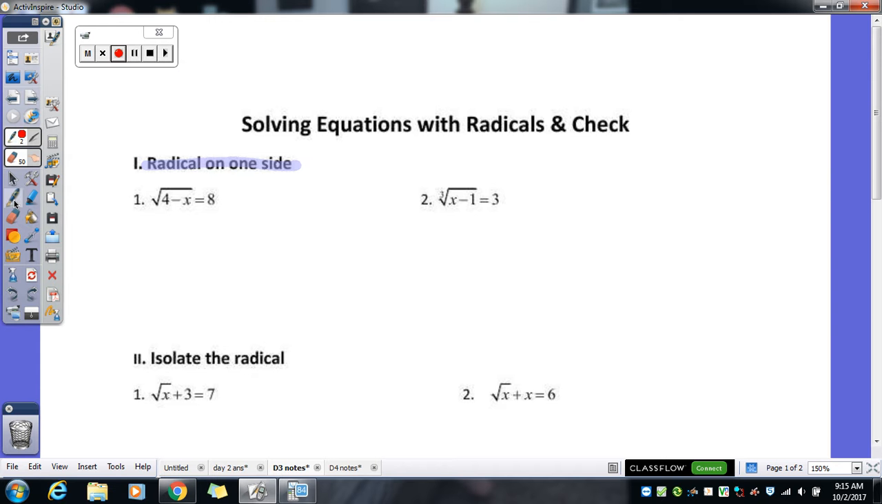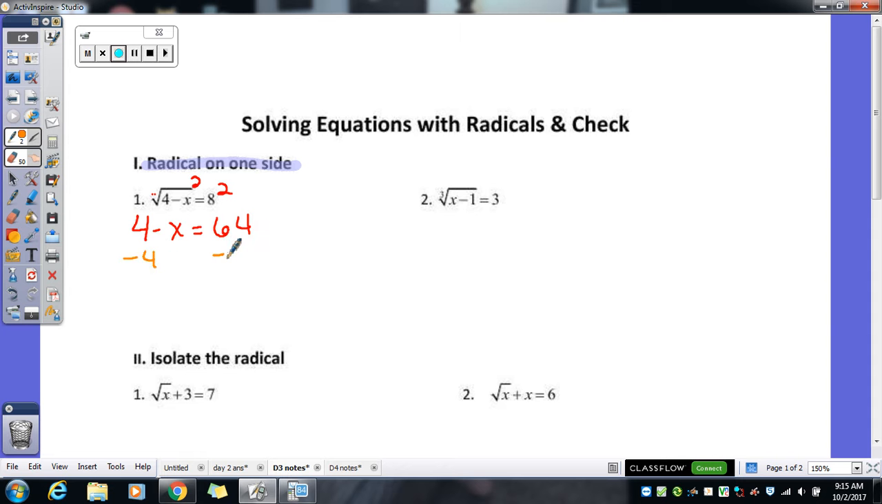So what you want to do is raise it to whatever the index is. For example, this has an index of 2. Remember, if there's no number written there, that means it's an index of 2. So we're going to square both sides of that equal sign. By squaring both sides, the radical gets canceled out, and on the other side, 8 squared gives us 64. And then we just continue our steps to solve for x.